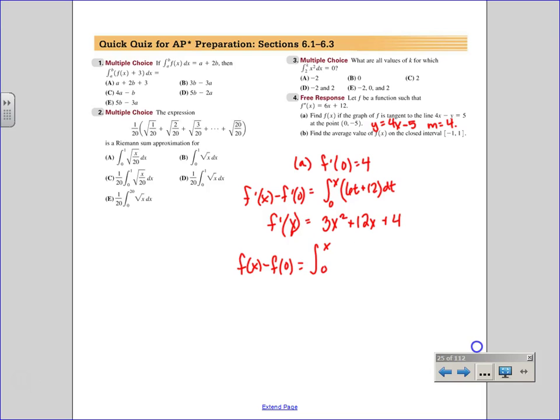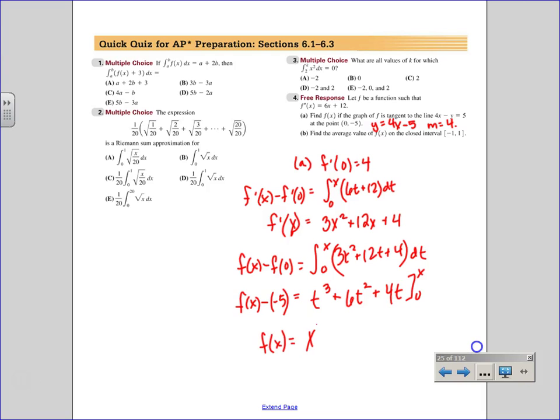I think because we have to go back to f, right? There we go. And that'd be t cubed over 3. And that'd be 12 squared over 2. That'd be 4t from 0 to x. F of 0 is equal to negative 5, right? So f of x is going to equal x cubed plus 6x squared plus 4x minus 5.